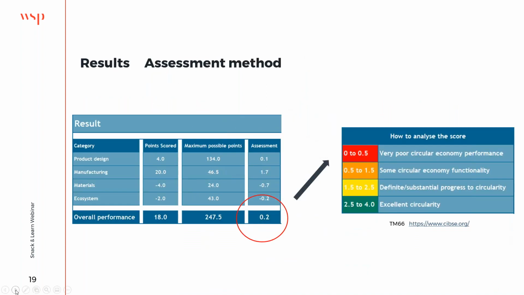So when we've looked at all the 4 categories, we have points that they will score. We have a maximum point value for each of the categories, and then we can do an overall assessment and performance rating. From the point of view of this example, we can see that the luminaire in question scores 0.2, and from that point of view, it has a very poor circular economy performance.